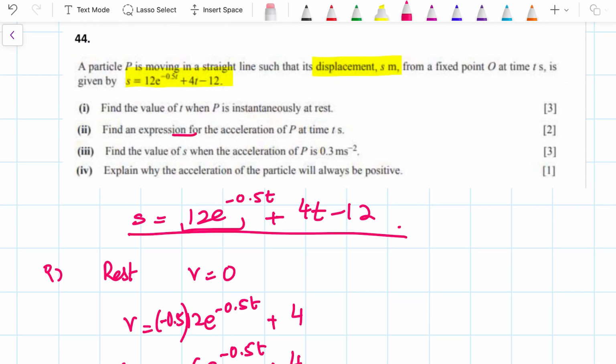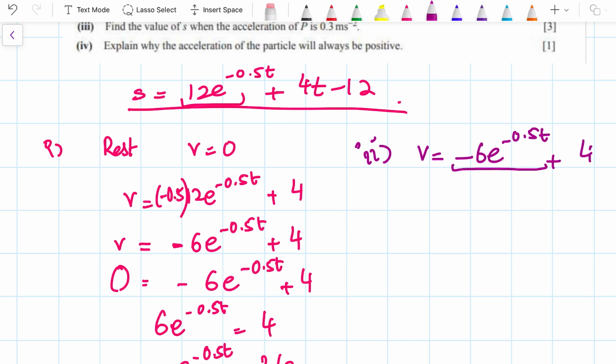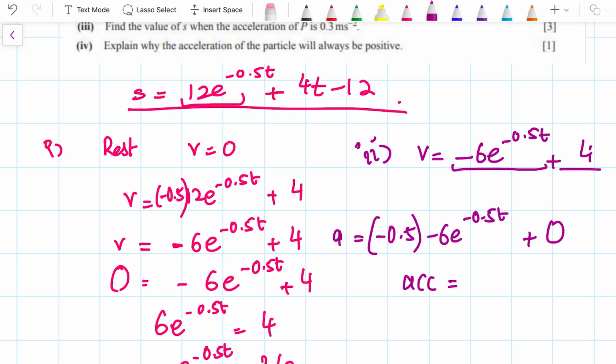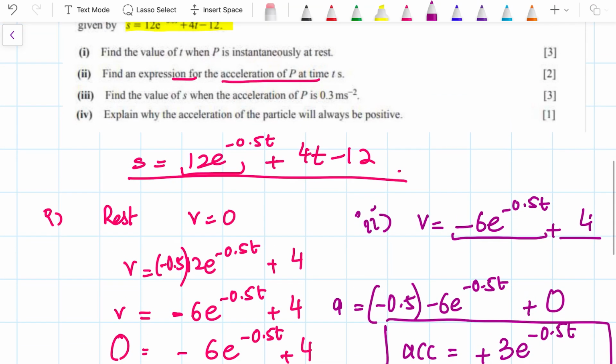Alright, find an expression for acceleration. Acceleration means you have to differentiate the velocity expression further to get the acceleration expression. Now how do we get the exponential differential? We copy the same thing, multiply by the differential of the power. The constant has a differential of 0. So the acceleration becomes plus 3e^(-0.5t). This is my answer. You need to have very strong differentiation and integration concepts to get the hang of kinematics, because O-level kinematics comprises of log, trig, exponential, algebraic, all sorts of functions.